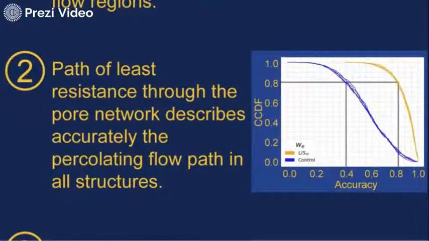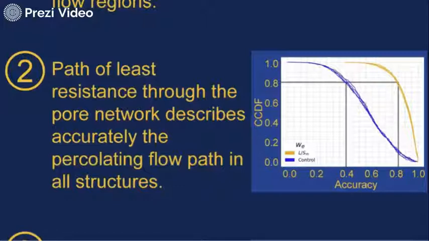Shown here is a complementary cumulative distribution function, which tells us the probability for a sample to have at least some given accuracy. From these CCDF curves, we can say that our solution, the arc length over pore throat metric, will more accurately locate the percolating flow path relative to our control, the unweighted scheme, which will find the path with the least number of steps.